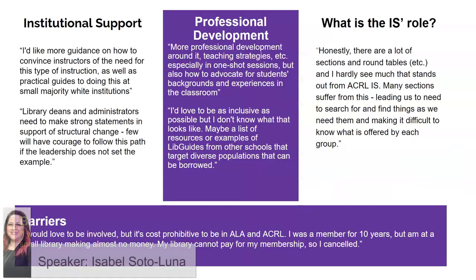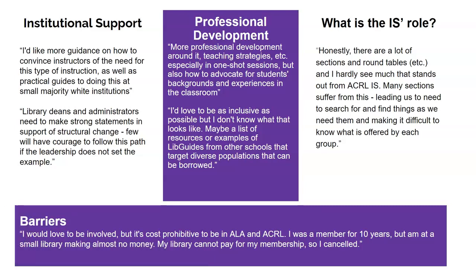In analyzing the responses to the survey, we found recurring themes around 3 main points: institutional support, professional development, and the role of the ACRL's instructional section. Many of the responses asked for specific help within these areas. In institutional support, how to get buy-in from administration and peers beyond paying lip service to DEI in academia. In professional development, what does inclusivity look like? How do we practice diversity, equity, and inclusion without tokenizing, while asking for specific examples in action?